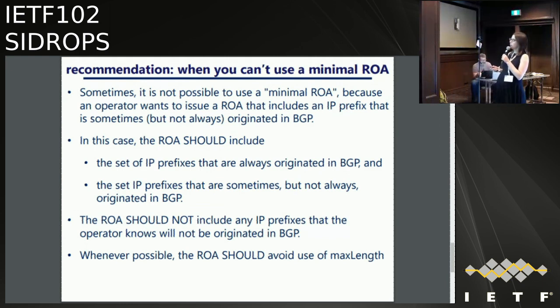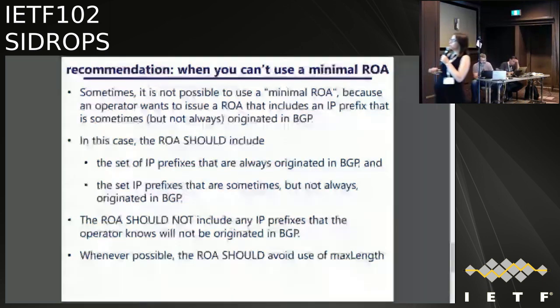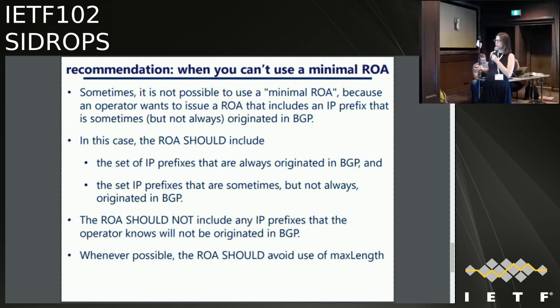So if you're in a case where you can't use a minimal ROA because, for instance, you want to have a ROA that includes IP prefixes that are sometimes announced in BGP but not always, in this case, the recommendation is the ROA should include the set of prefixes that are always originated in BGP and the set of IP prefixes that are sometimes but not always originated in BGP, and no more.